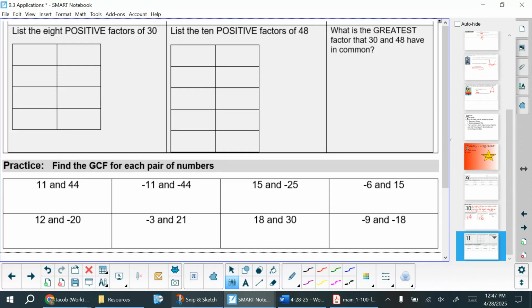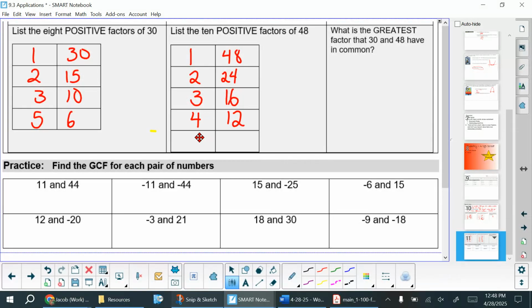Okay, so if I'm listing my positive factors of 30, there's 8 of them. I always start with like 1 and 30, 2 and 15, 3 and 10, and then 5 and 6 are my last ones. And then for 48, I've got 1 and 48, I've got 2 and 24, 3 and I believe 16. I should check that on my list. 4 and 12, and then 6 and 8. So those are my positive factors of 48.